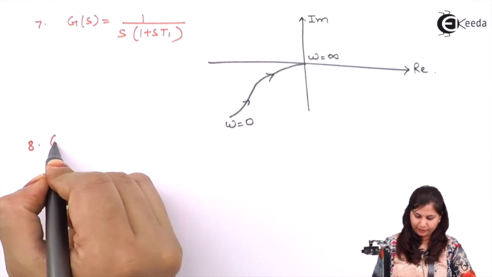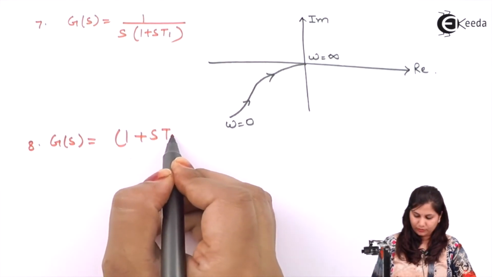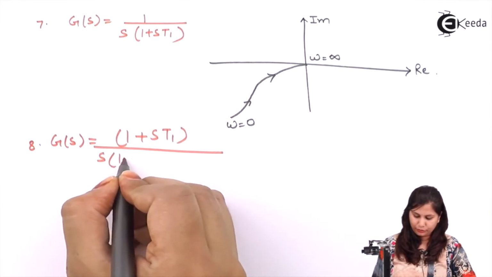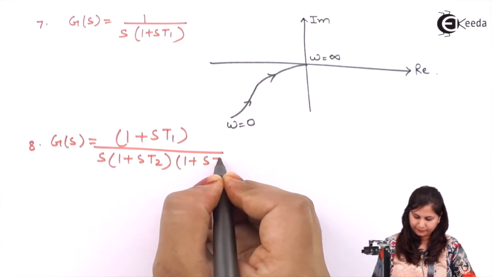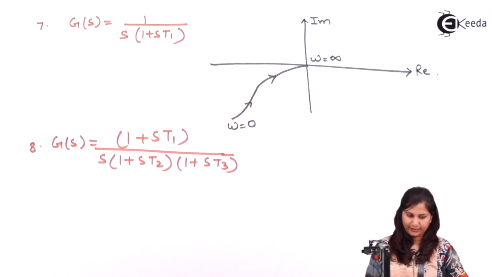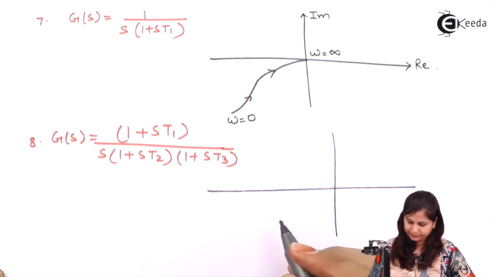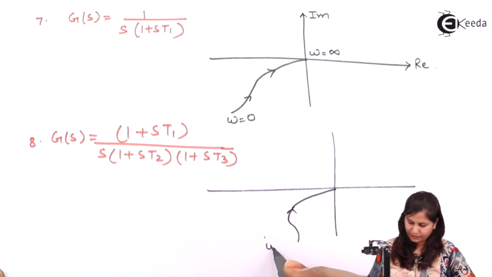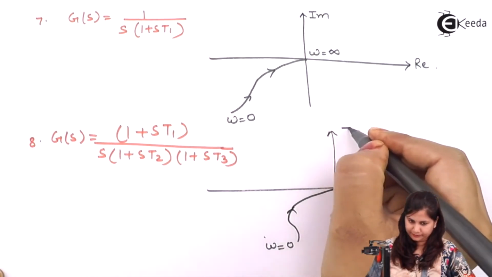Eighth, we have a transfer function with a zero and then one pole at the origin and two other poles. We are having a zero also in this case. So the polar plot will be like this. This is omega equals 0. It is omega equals infinity.